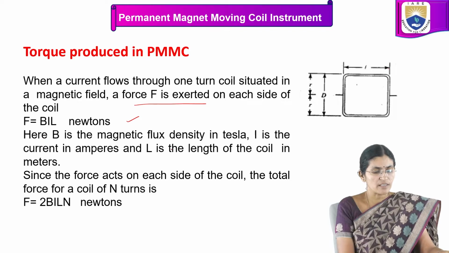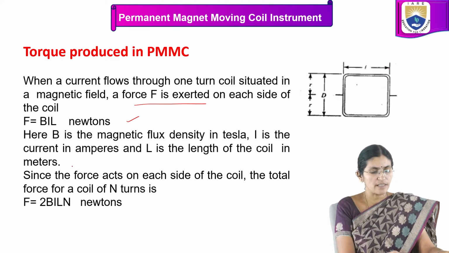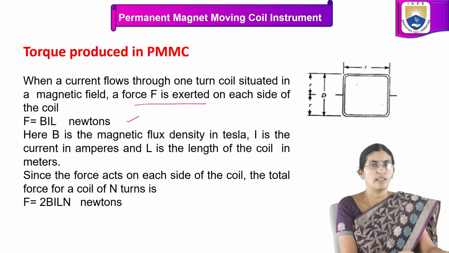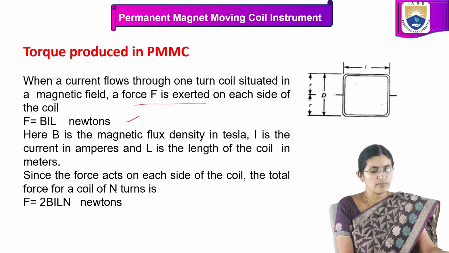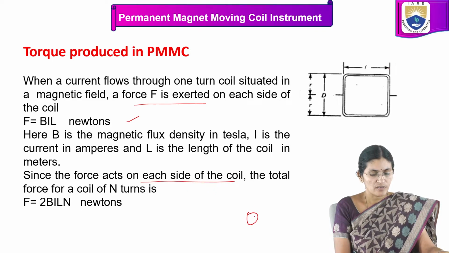So here B is the magnetic flux density in Tesla or Weber per meter square, I is the current in amperes, and L is the length of the coil in meters. We know that force is acting on each side of the coil. There are two sides of the coil, so on each side, this side as well as this side, force is acting. And this coil is made up of N number of turns.